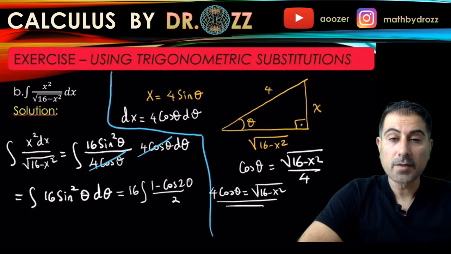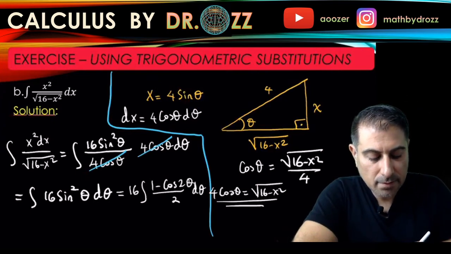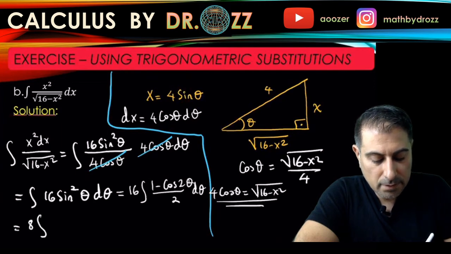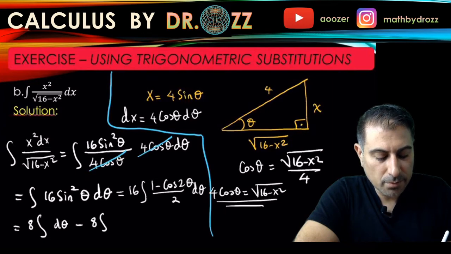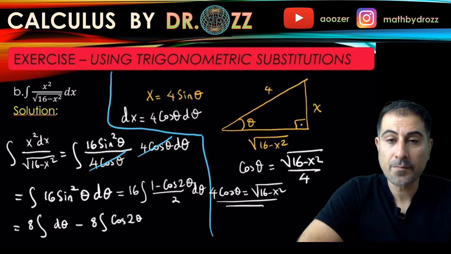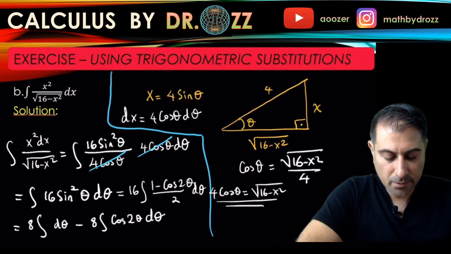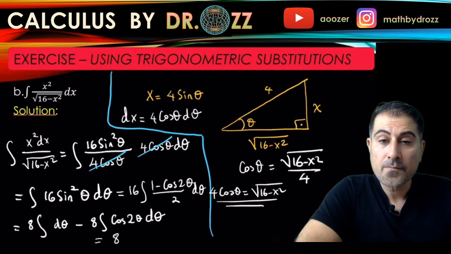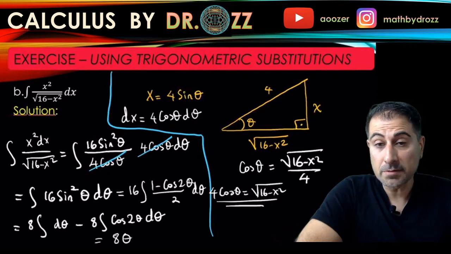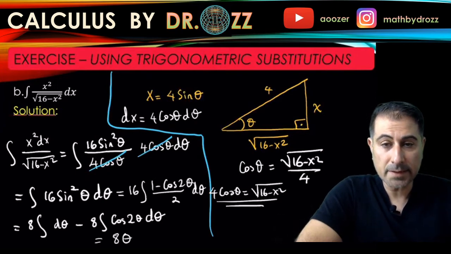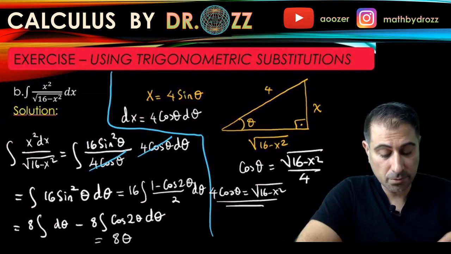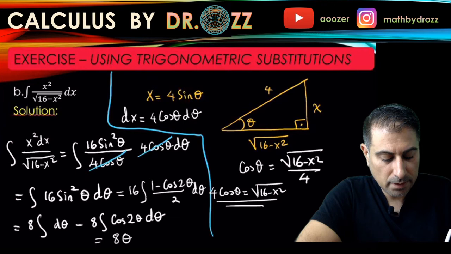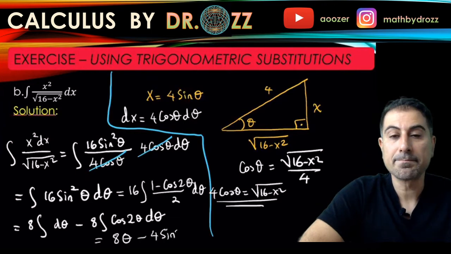All right, so let's simplify this further. So this is equal to 8 d theta minus 8 cosine 2 theta d theta. So the first integral is relatively easier. This is 8 times theta. And cosine 2 theta, you can use the u substitution if you want to, but that is integrated as sine 2 theta divided by 2. So that's 4 sine 2 theta plus c.